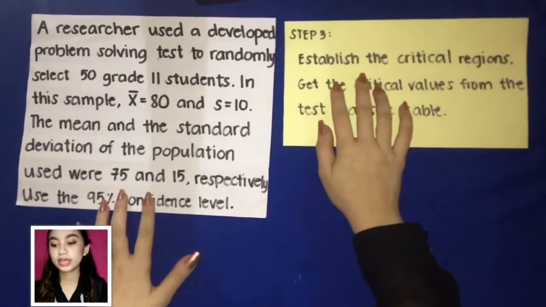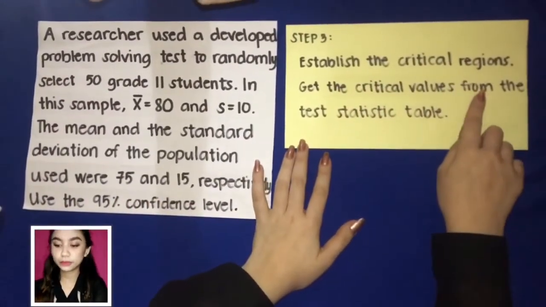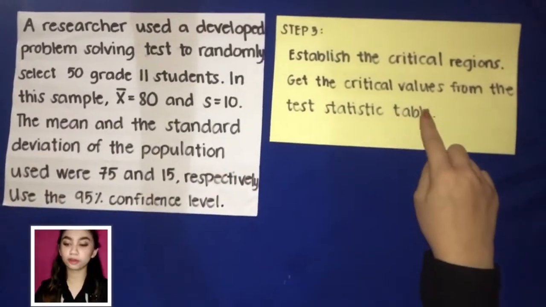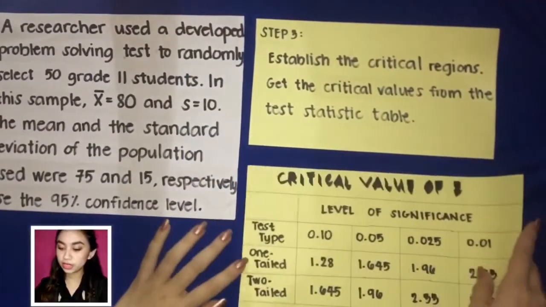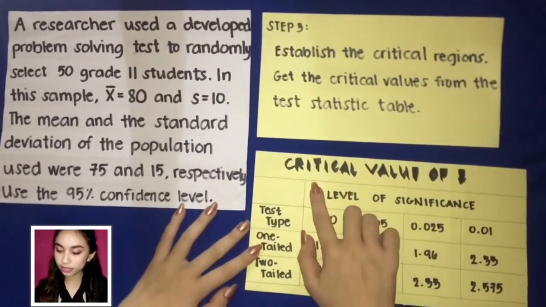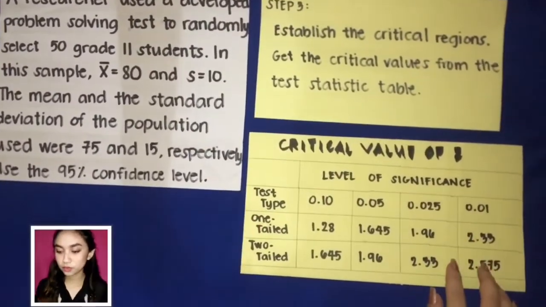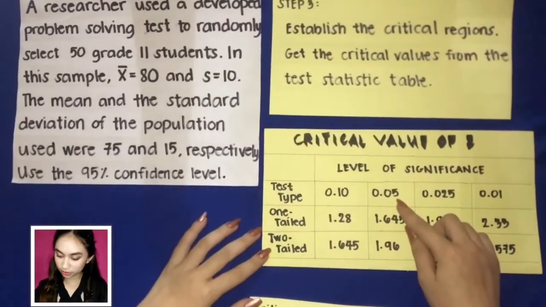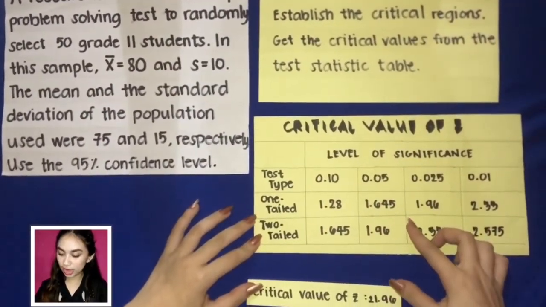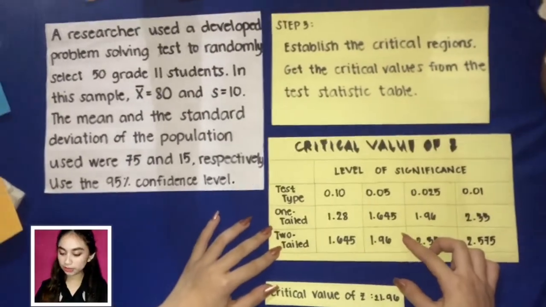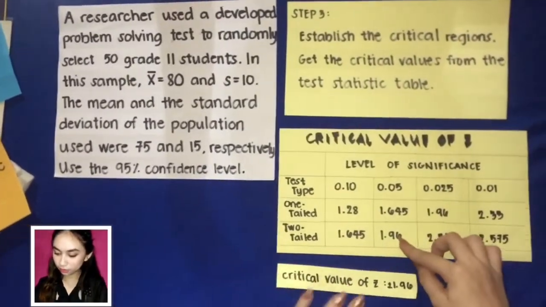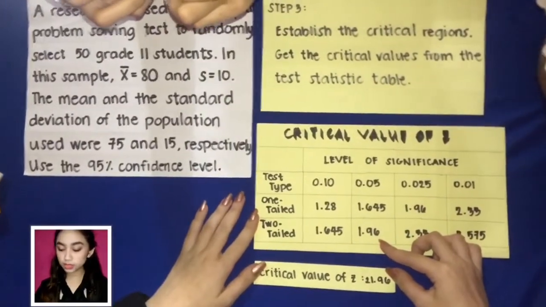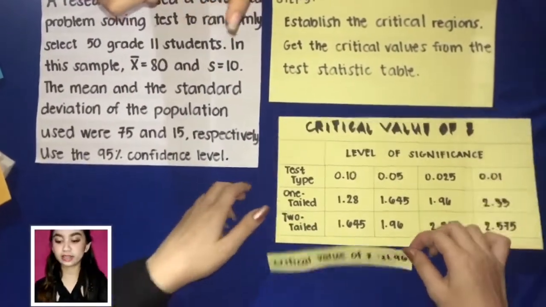Step 3. Establish the critical regions. Get the critical values from the test statistic table. So this will be our critical value of z. Since our level of significance is 0.05 and we have a two-tailed test, then our critical value of z is 1.96. And since it is two-tailed, it is either positive or negative.